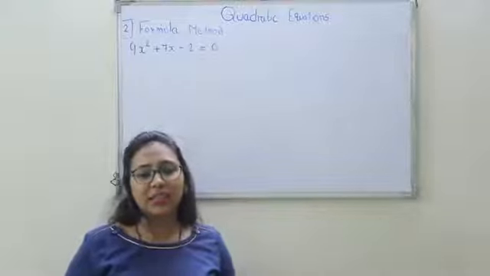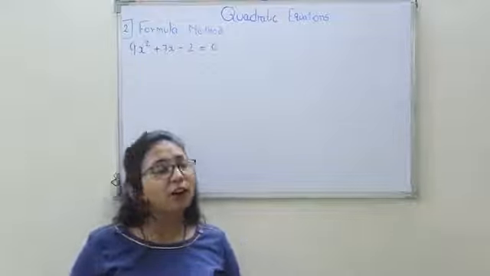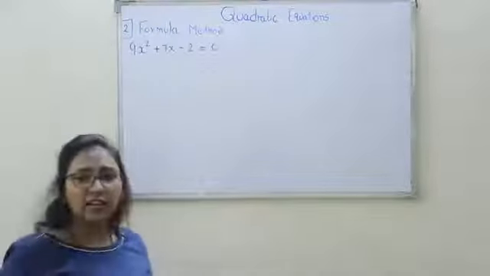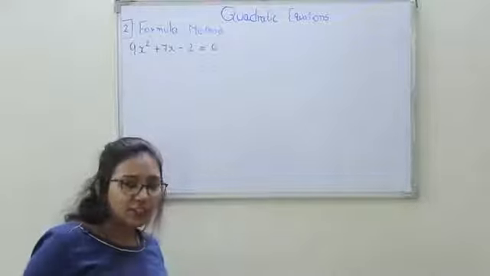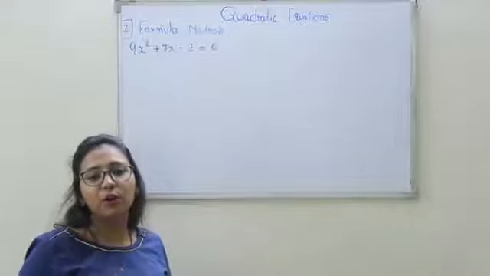Students, here we will start with the second method to solve a quadratic equation, that is the formula method. Again, to explain the method, I have taken one example, one quadratic equation, 9x square plus 7x minus 2 is equal to 0. Same like the factorization method, the first step is you have to check whether the equation is in standard form or not.